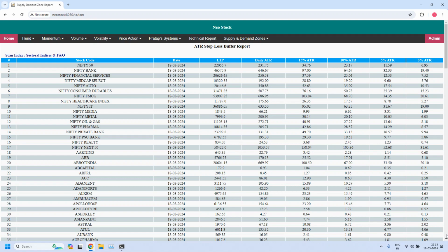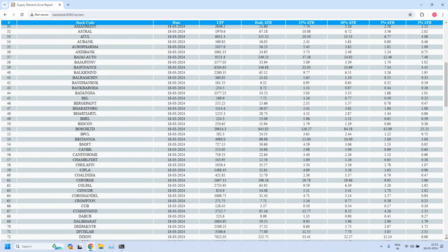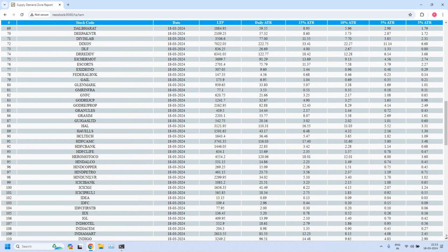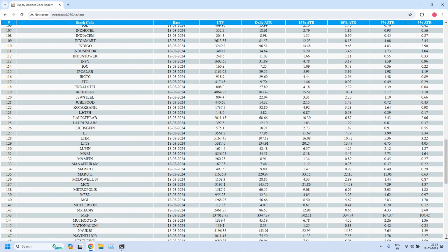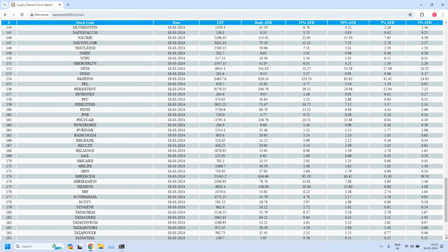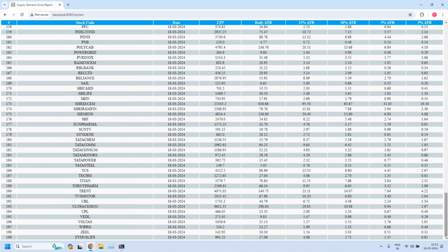So let me scroll down. Next one. And the next. Next page. And the final page. So these are the stop buffers for all the equity stocks listed in the F&O segment and indices.